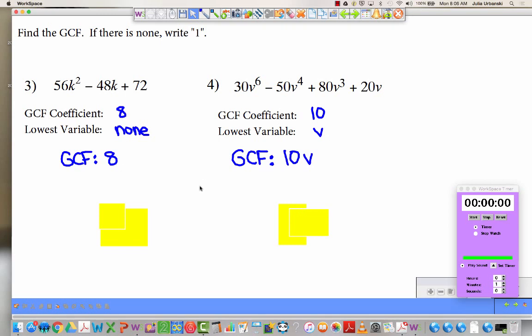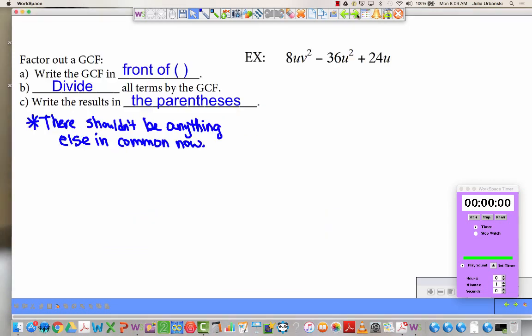All right, now let me show you how to use it. And this is really easy once you see the right GCF. All it is going to be is reducing. Okay, so in this case, you're going to write the GCF that you find in front of the parentheses. So let's make some parentheses, and leave yourself a little space. And let's write the GCF in front.